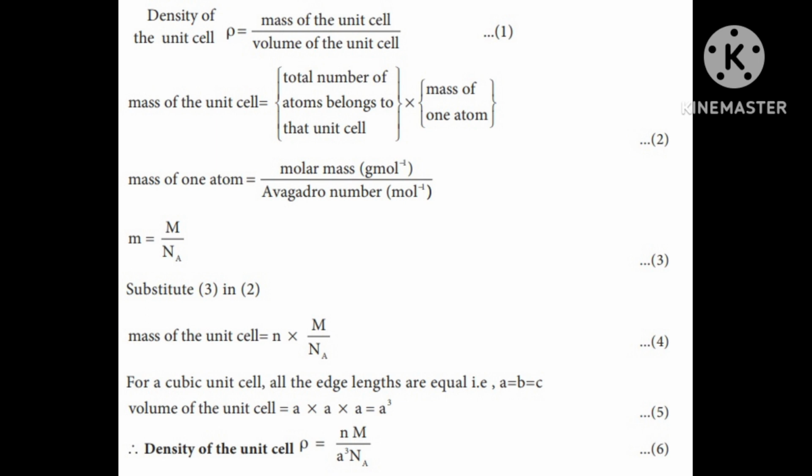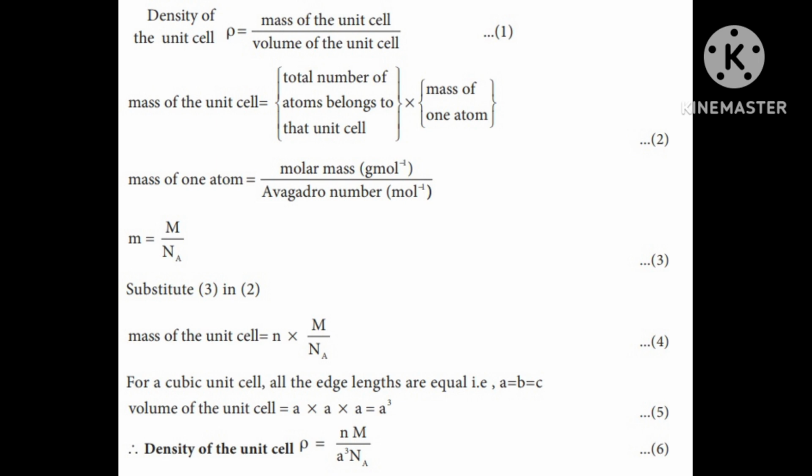Down, N will come, because small m is equal to capital M divided by N. Then you put the m value here, and it becomes Z into M divided by a cubed into N, the Avogadro number. Then this is the density. You got the value of density: D is equal to Z into capital M divided by a cubed into N_A. N_A means Avogadro number. This relation is very, very important.